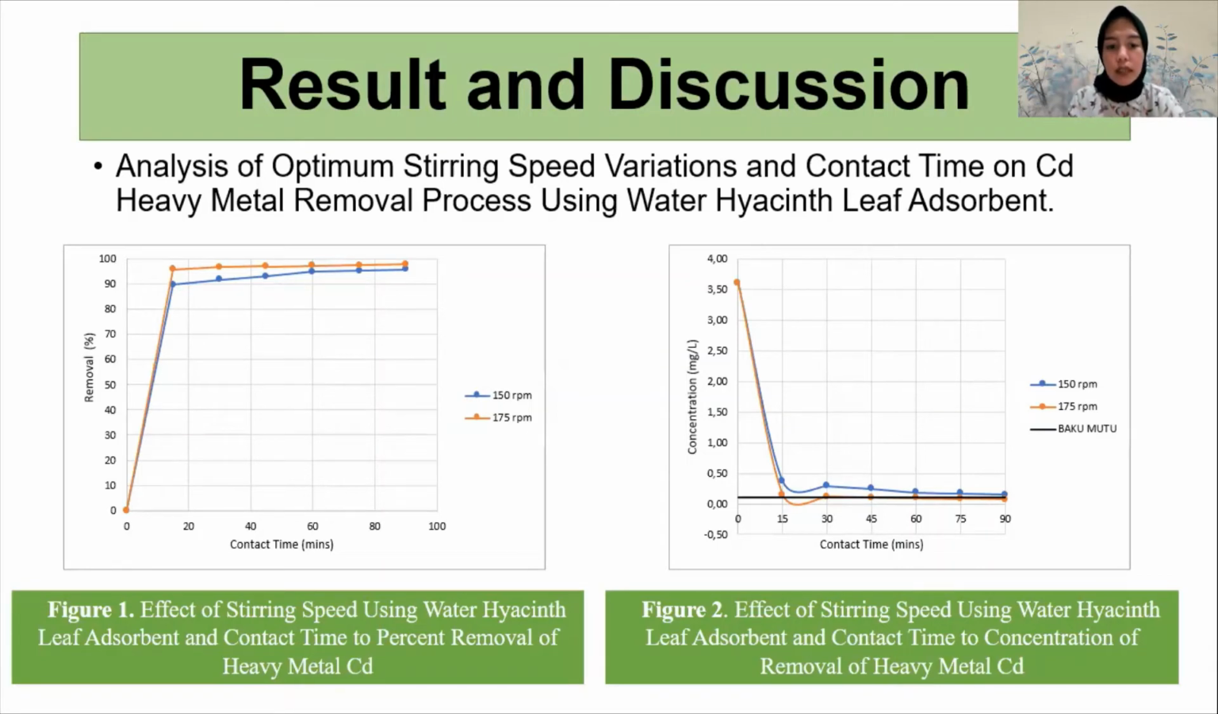Figure 1 shows that the percentage of adsorption removal increases. This can be seen from the graph. At a stirring speed of 150 rpm with a time of 90 minutes, the highest percentage of removal was 95.87%.